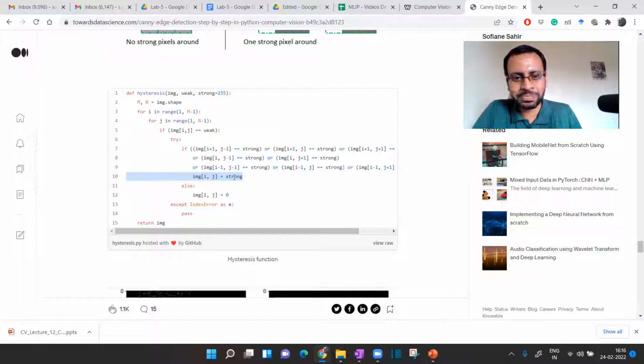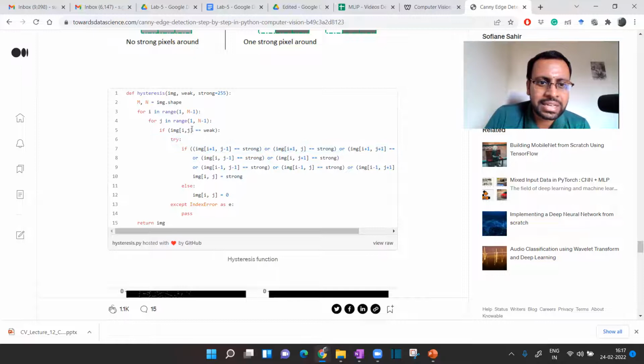Sir, if we do it iteratively, there is no need to do iterative. We just consider it as a weak edge or a strong edge, right? Correct. You could end it up there. But if you notice here, this implementation is not exactly what the... See, suppose I, j is a weak edge here. What they are doing here, if one of the neighbors is strong, they are making it strong. But now consider, I'm at the second row, but when I come to the third row, this strong edge also will be, they are writing it in the same image.